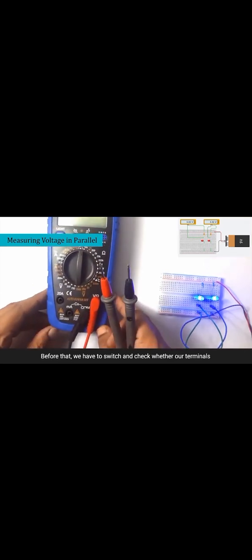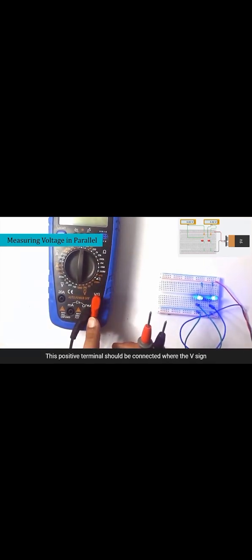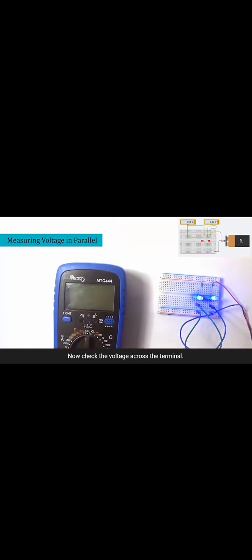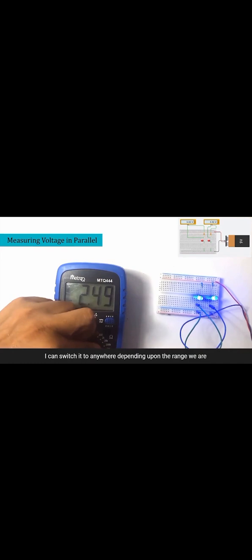So let's measure voltage across the parallel circuit. So we do have two probes here. We'll connect the first probe to the positive and the second probe to the negative of the circuit. Before that, we have to check whether our terminals are connected properly. This positive terminal should be connected where the V sign is written, and the negative should be at the common. Now, checking the voltage across this terminal, I have to switch the knob to the V, that is DC voltage. I can switch it to anywhere depending upon the range we are trying to take. You can see the decimal here.